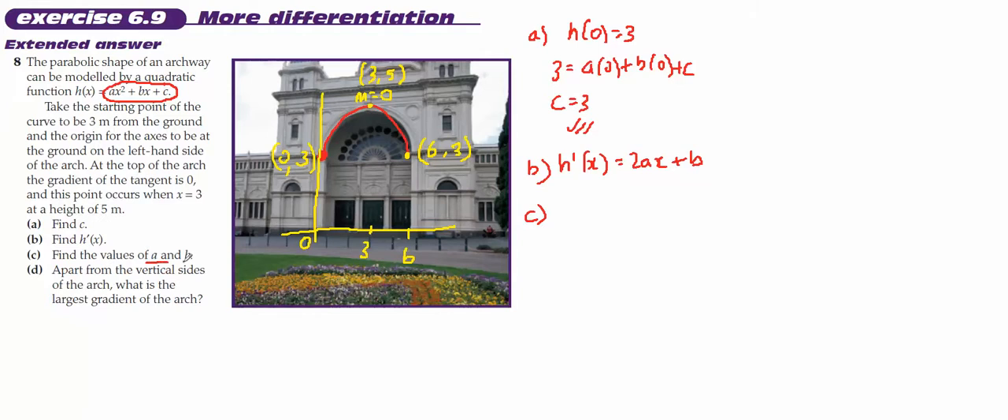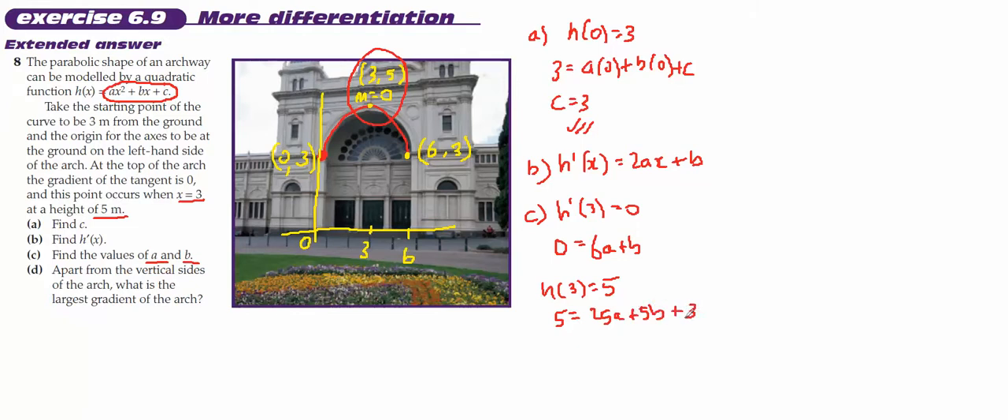Part C. Find the values of a and b. Well, I'm told that the derivative up here equals 0, therefore h dash of 3 equals 0, so 0 equals 2 times a times 3, 6a plus b. I also know that h of 3 equals 5, because I'm told that when x equals 3 the height is 5. So 5 equals, and I'm going to put this into this expression, 9a plus 3b plus c, which is 3. Therefore I know that 2 equals 9a plus 3b.